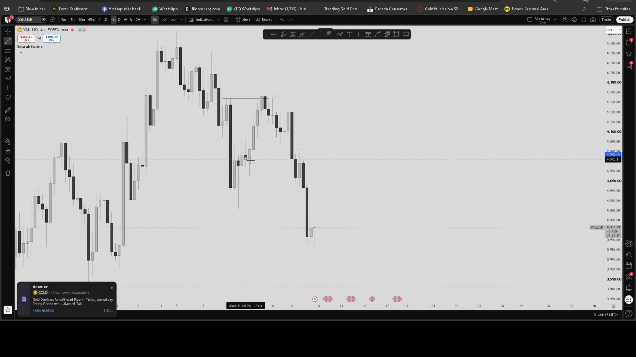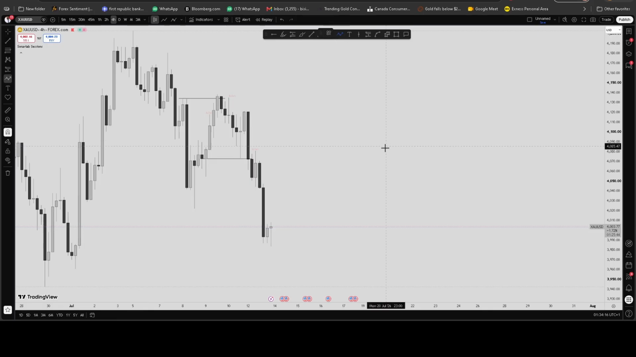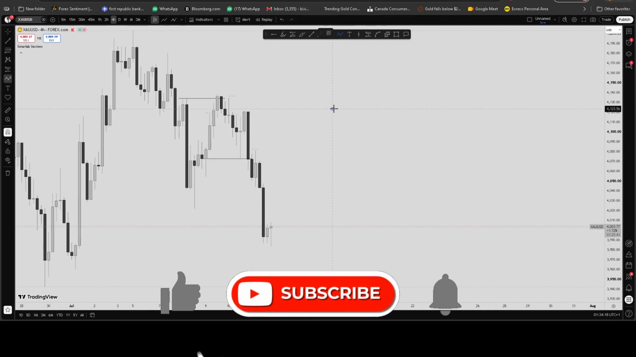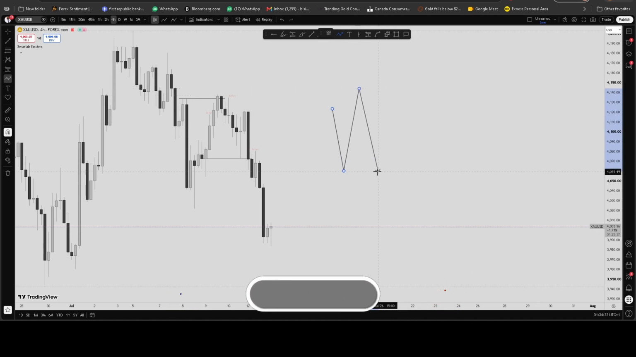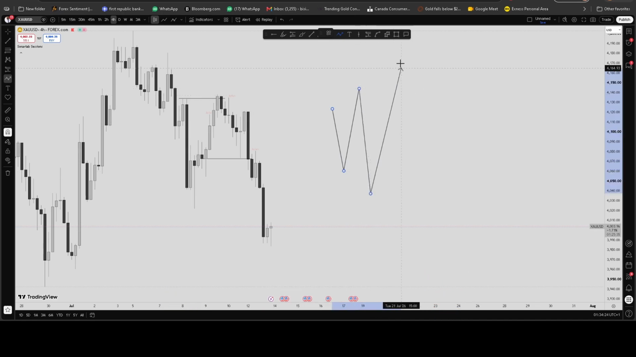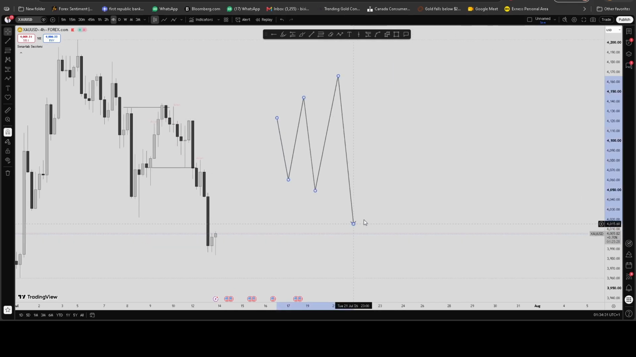Which is here. After you have a break of structure, whenever you have a break of structure, it's going to appear something like this, right? It's going to appear something like this. Let's say this. We're going to have something like this.